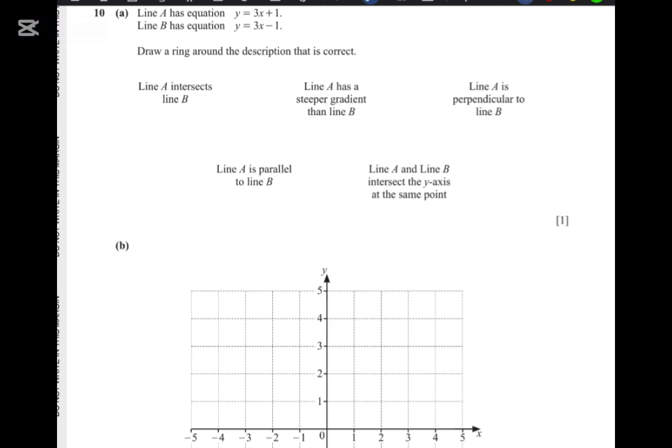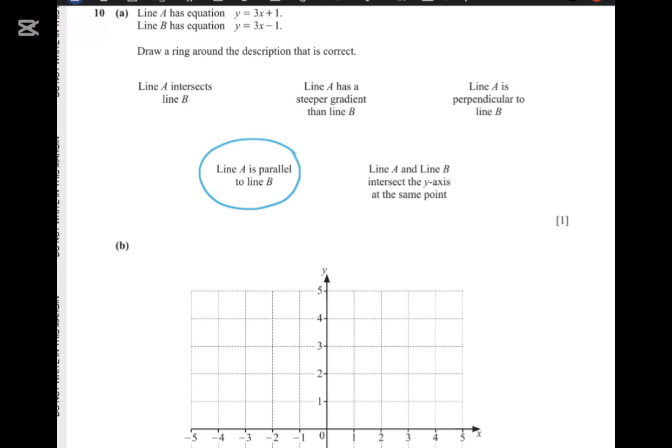So let us see where it is parallel. Line A has a steeper gradient. No, the gradients are equal here. Line A is perpendicular to line B. That is also no, because when lines are perpendicular, the gradients are negative reciprocals. Line A is parallel to line B. Yes, this is the correct one. Line A and line B intersect the y-axis at the same point. No, because the y-intercepts are +1 and -1. So this is the answer. You have to put the ring around this.